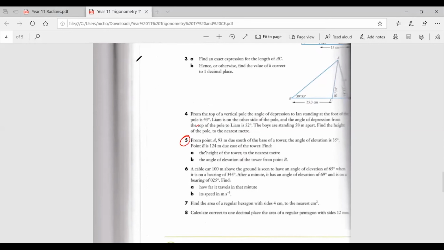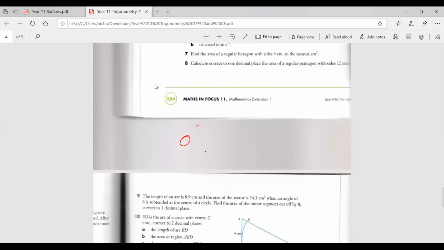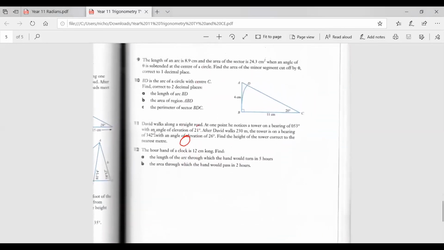Let's keep going. What about question 10? Sure. Actually, a little bit more related to what we've been working on. Yeah. 12. Sure. Okay.